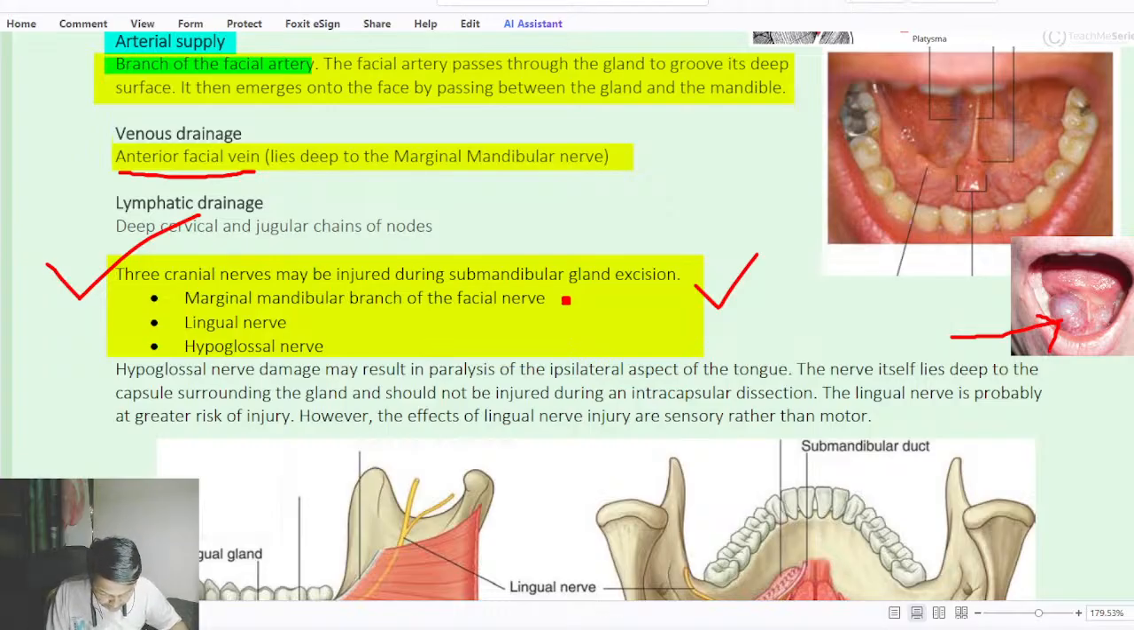Okay, what nerves could be injured during submandibular gland surgery? Marginal mandibular nerve, lingual nerve, hypoglossal nerve. Yes, very good.